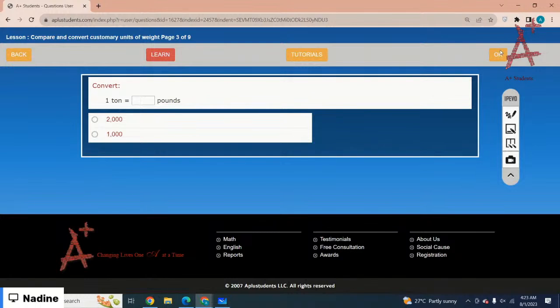1 ton equal, yes, very good. That would be 1 ton equal 2000 pounds. So the correct option is 2000.